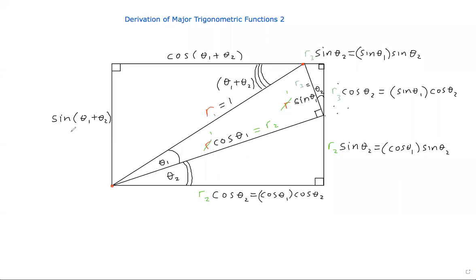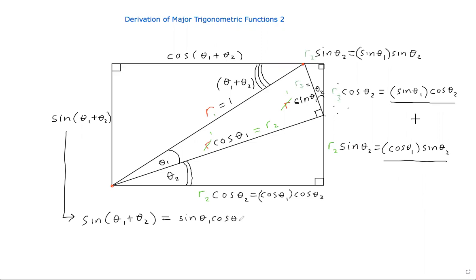So we're going to say that sine of theta 1 plus theta 2 equals this plus this. So let's write that. Again, sine of theta 1, I'm going to drop the parentheses, times the cosine of theta 2 plus the cosine of theta 1 times the sine of theta 2.